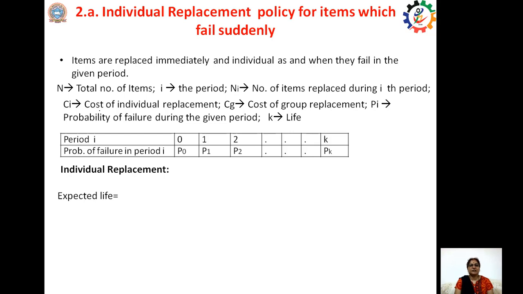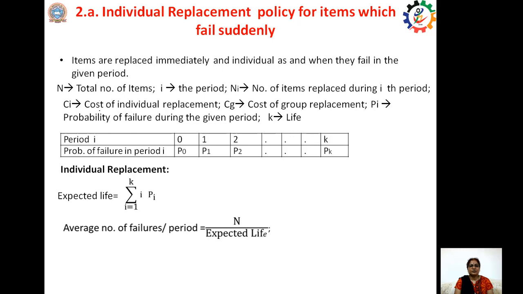First we calculate expected life. How do we calculate expected life? Summation of I into Pi. Here itself it is 1 into P1 plus 2 into P2 plus 3 into P3 like that up to K into Pk. Can you make out I is equal to 1 to K? First you multiply, then you add.